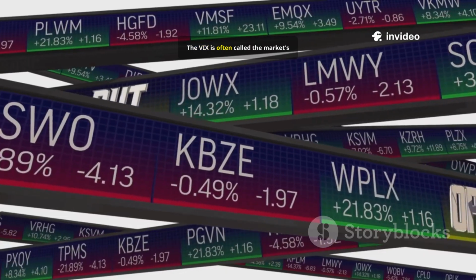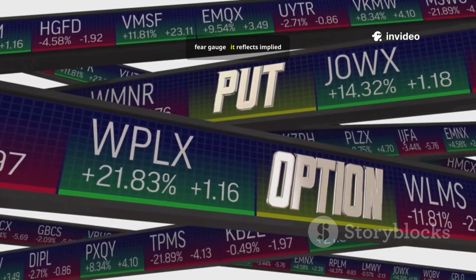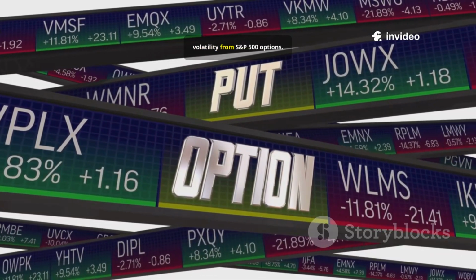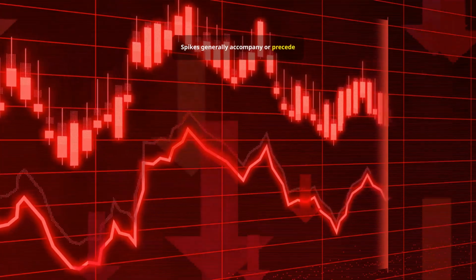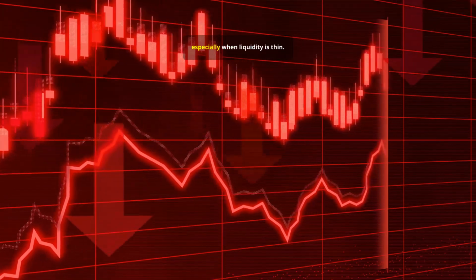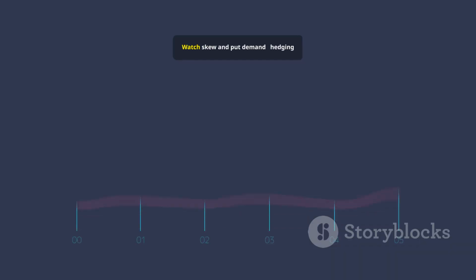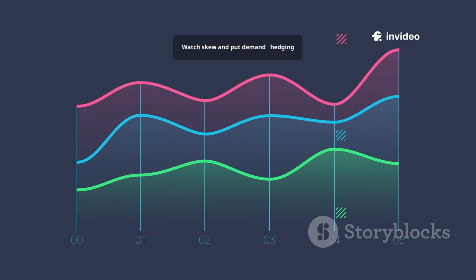The VIX is often called the market's fear gauge. It reflects implied volatility from S&P 500 options. Spikes generally accompany or precede panic sell-offs, especially when liquidity is thin. Watch skew and put demand. Hedging pressure can feed volatility.